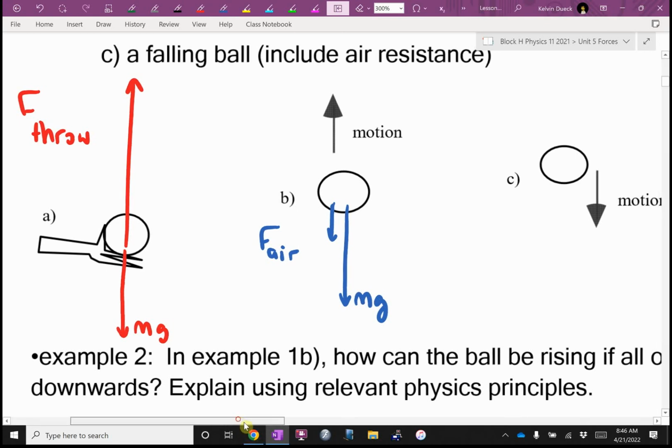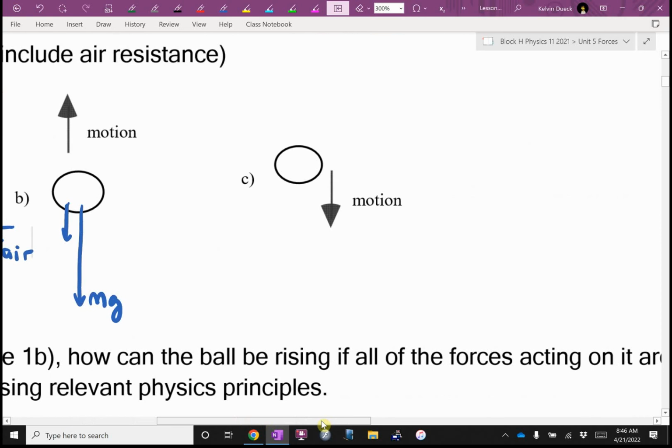C, on the way down. Okay. Madison, what are the forces acting on it? Get the obvious one. Which way would air resistance be pointing? It did say include air resistance. Which way would air resistance be pointing here? Another word for air resistance, you'll sometimes see them call it drag. So you may see F drag, but air resistance.